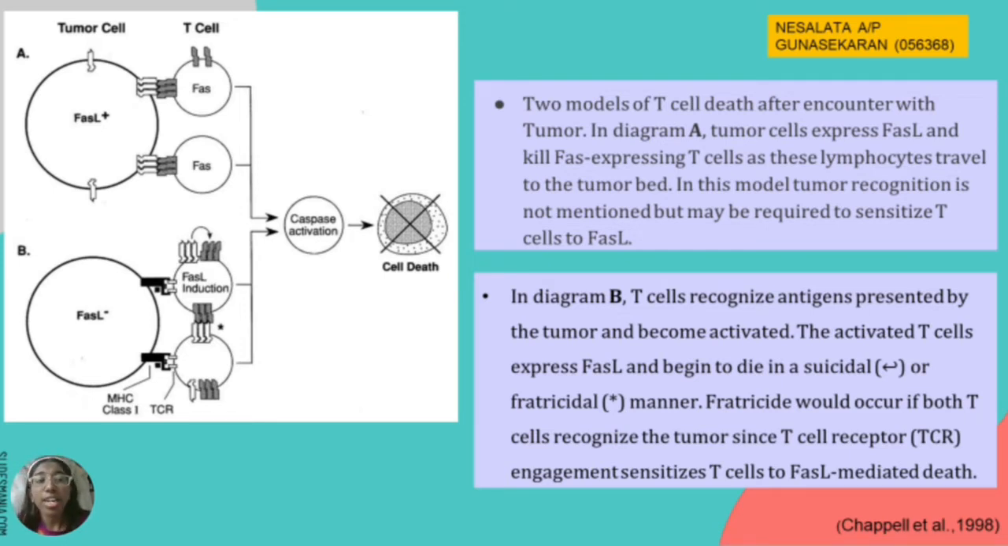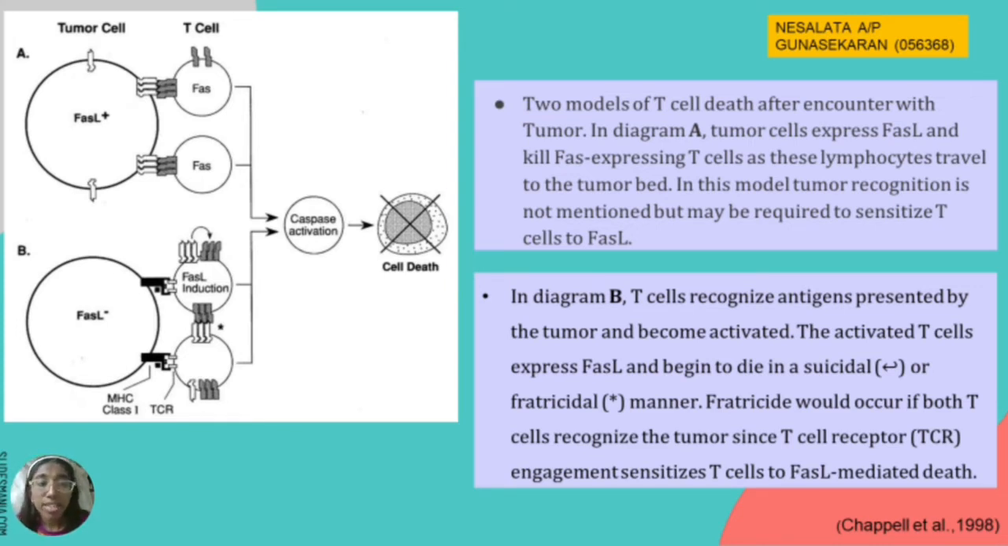It binds, it causes a signal transduction. It transduces a signal known as caspase activation. The caspase activation is the activation of proteolytic enzymes to kill the cell, enzymes that cause the cell death, the programmed cell death. So that is how the death of the T cell occurs instead of the tumor cell.